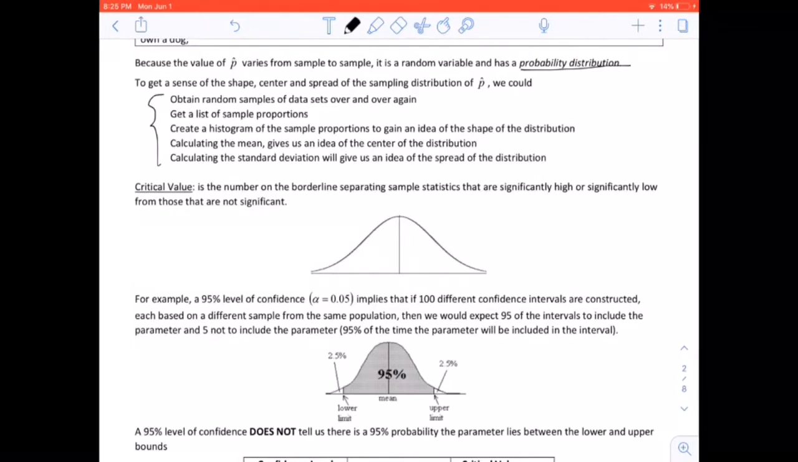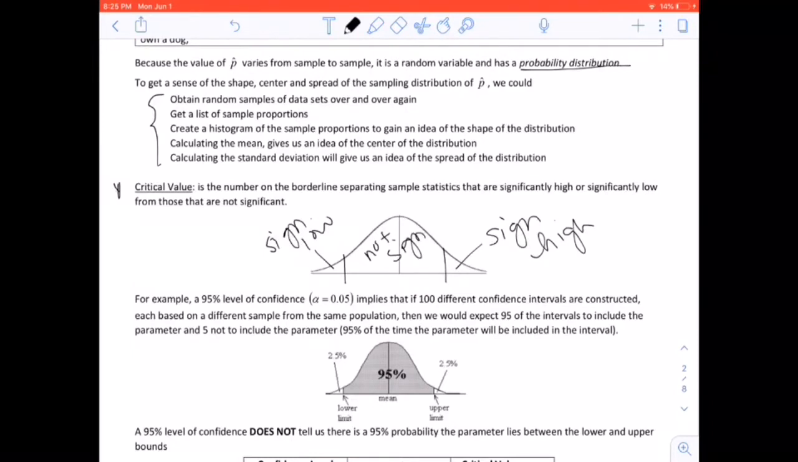The next definition we have is a critical value. It is the number on the borderline that separates the sample statistics that are significantly high and significantly low from those that are not significant. So remember, significantly high and significantly low. We have these cutoff values that separate these from the values in the middle that are not significant.